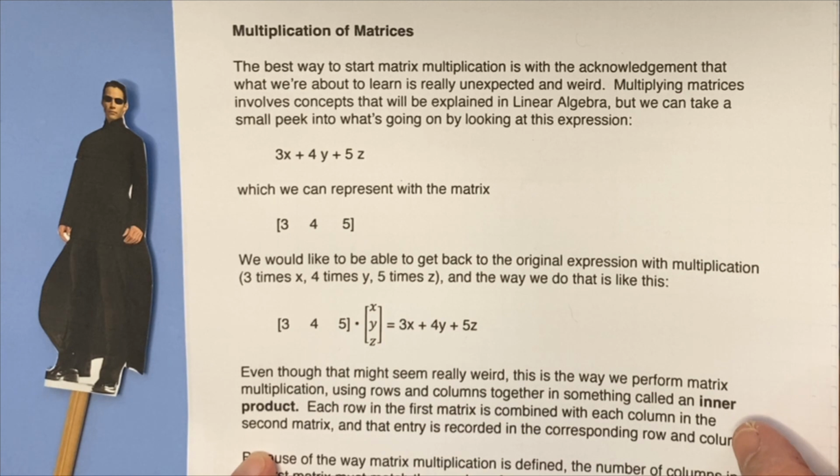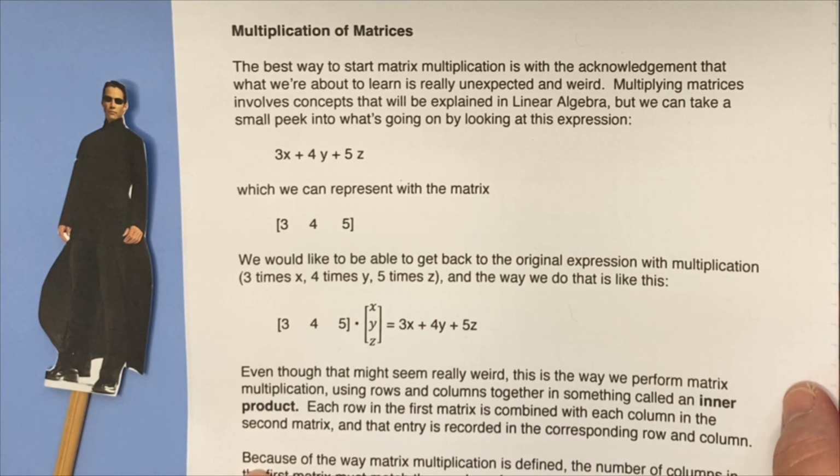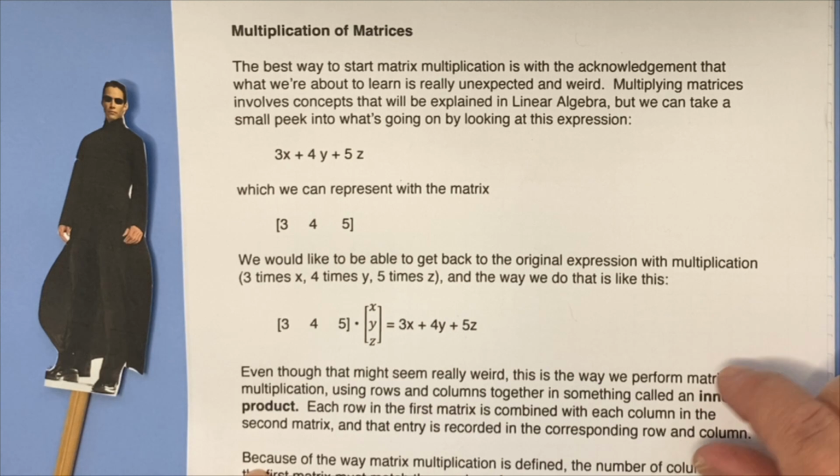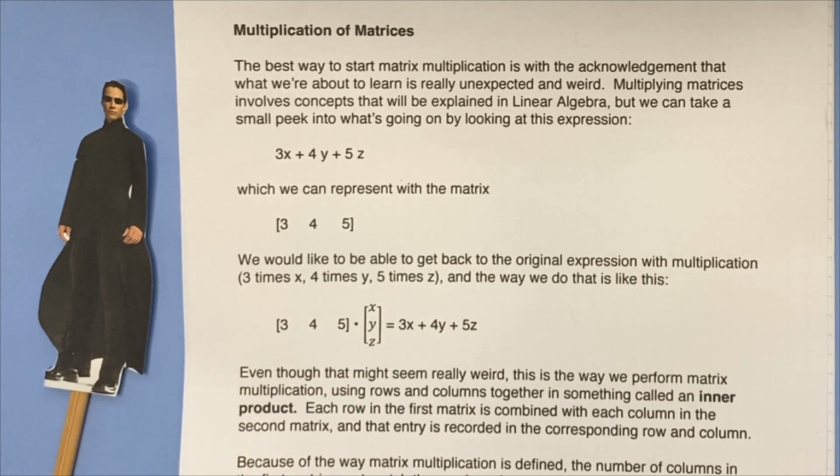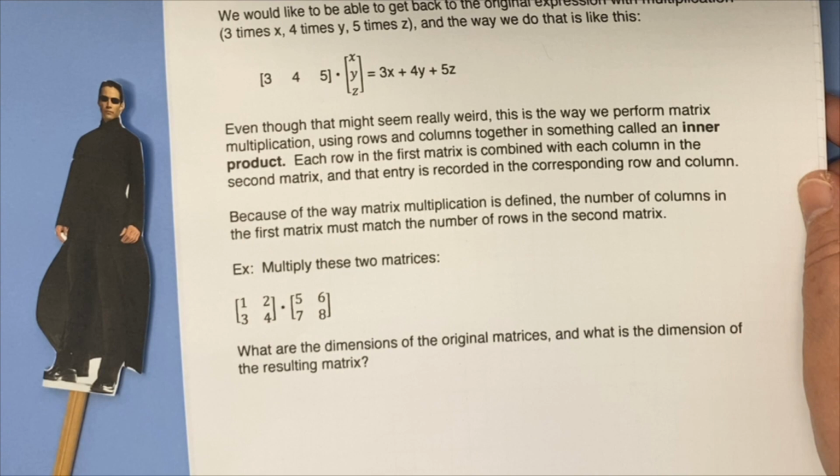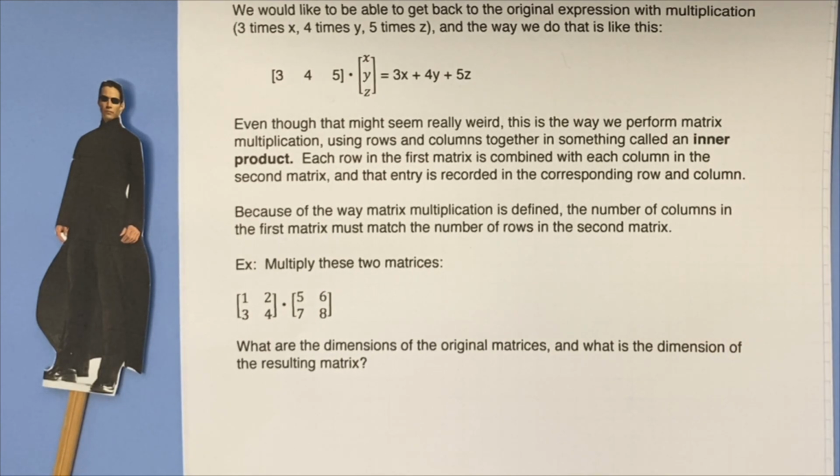So we continue. Each row in the first matrix is combined with each column in the second matrix, and that entry is recorded in the corresponding row and column. As usual, this description, although absolutely correct, is also of very little value to most people. I don't know why I feel compelled to say it first, but I do. So thank you.